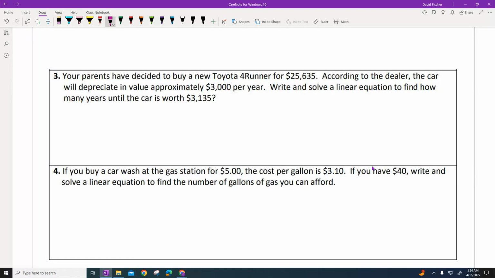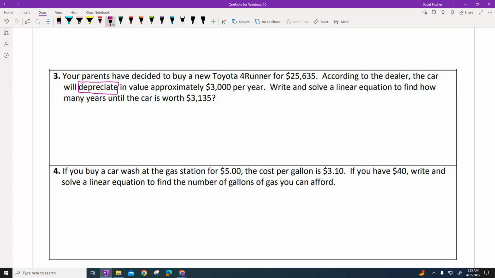All right. You and your parents have decided to buy a Toyota 4Runner for $25,635. According to the dealer, the car will depreciate. Depreciate means it goes down in value. As things get used, they're worth less and less each time, or every year. And then, so they said you're going to depreciate approximately $3,000 a year. So in the first year, I want to go $3,000, and so that car's going to be like worth $22,000. And it's just going to keep going down a certain amount because you're putting miles on it. It's wear and tear, and so it's not going to be as much valued as much as when it was brand new.